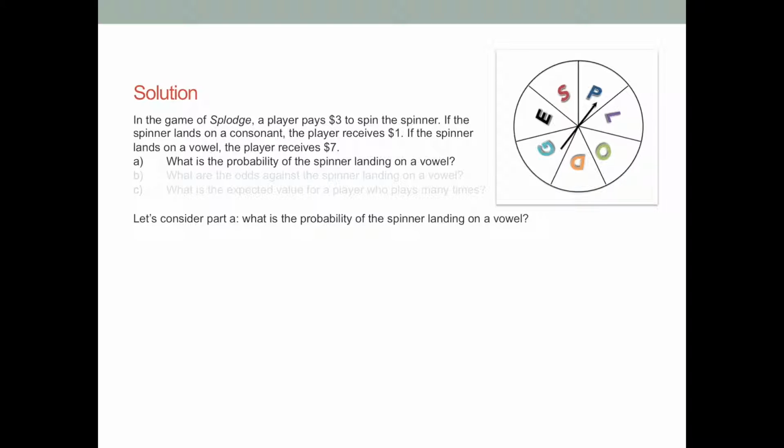Since there are 2 vowels out of the 7 letters in the word splodge, the probability of the spinner landing on a vowel, which we can call P of V, is 2/7.